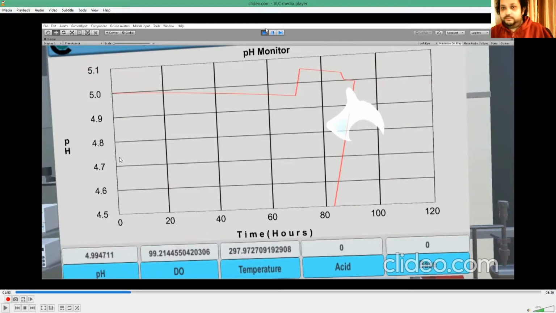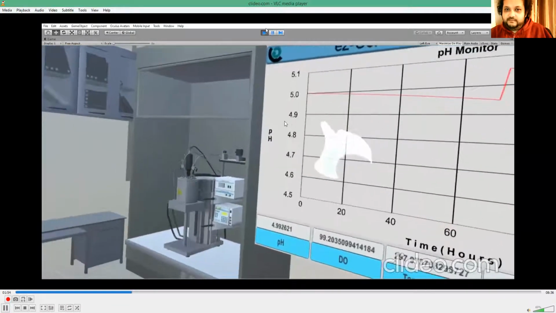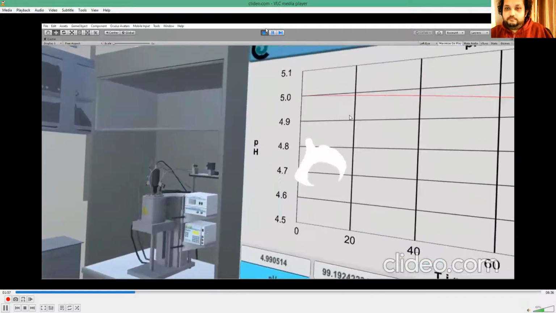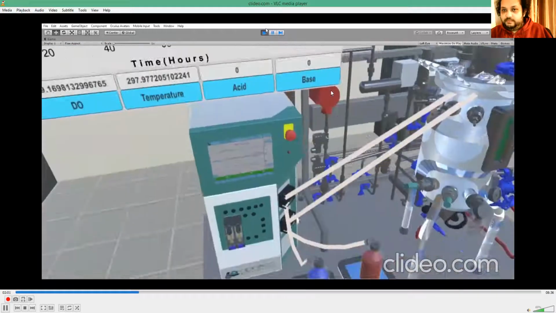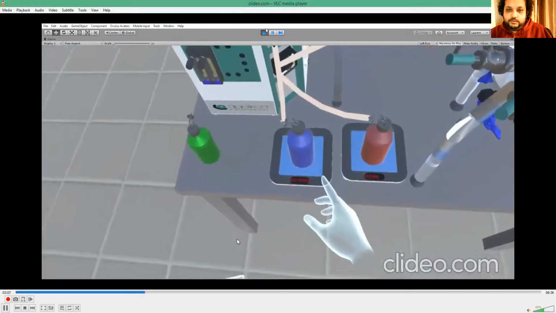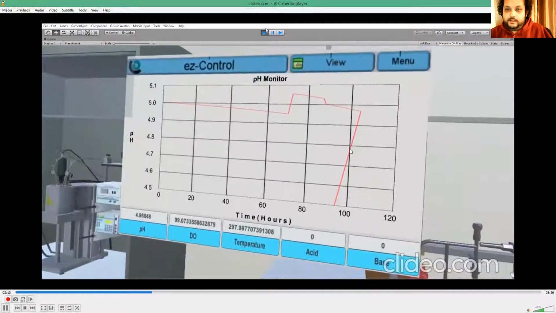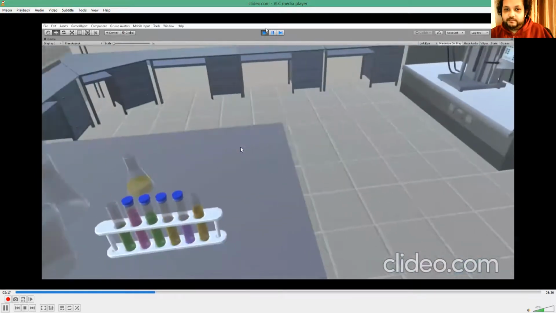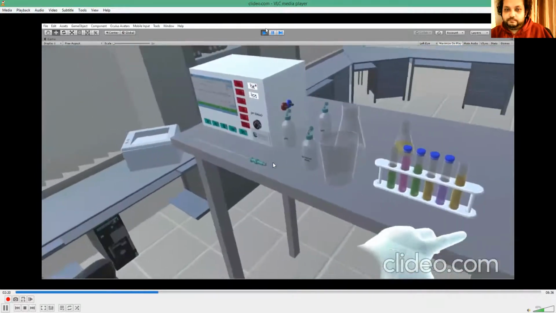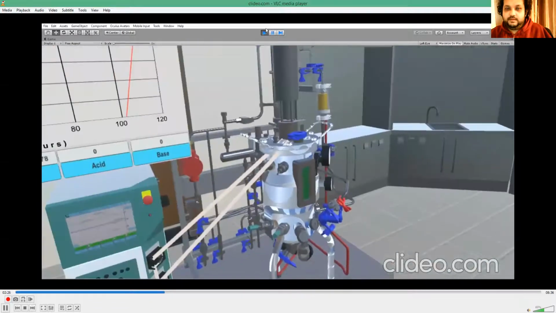So for some reason, though it is PID controlled, let's say the pH level is getting down, and we have set the alarm value at 4.9. So when the pH is getting down, the system will try to include alkaline, and here we can see the system after a certain value. And this is the pH calibration setting that we also have in the game.